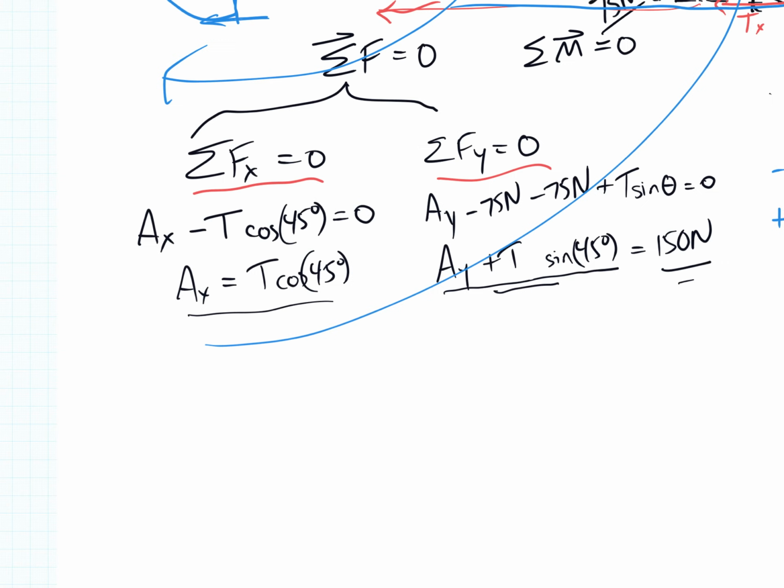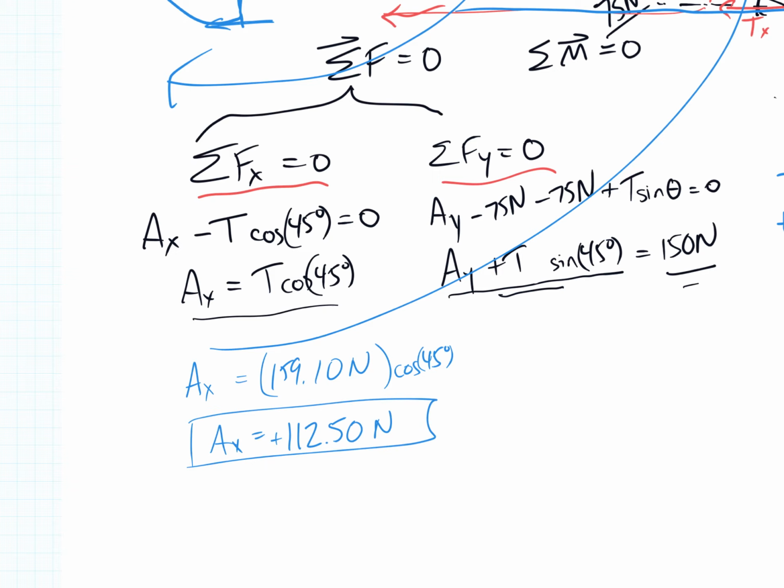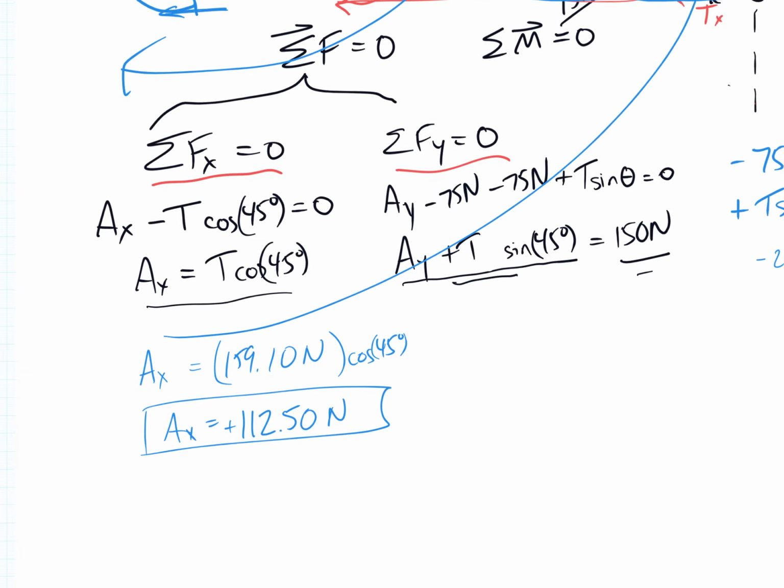So Ax equals T, which is 159.10 newtons, times the cosine of 45. Times cosine 45 is 112.50 newtons. And notice that that's positive, so that means we assumed the correct direction, which is the only way that made sense, because the rope was pulling to the left, so whatever was at A was going to have to push back to the right.